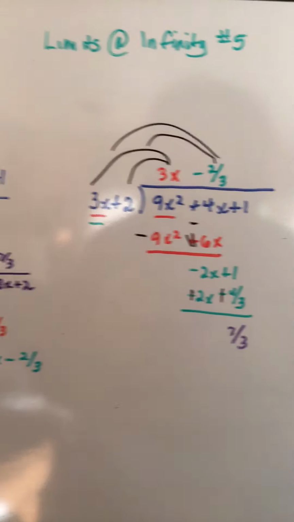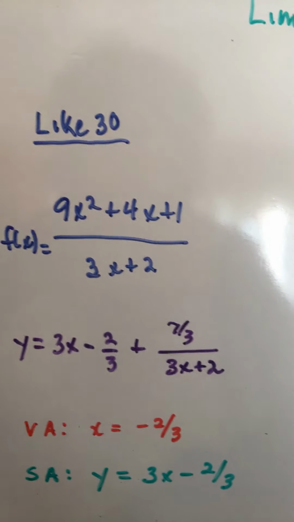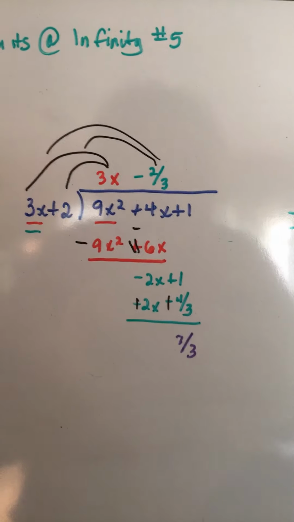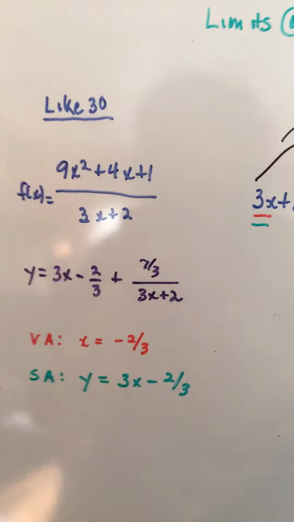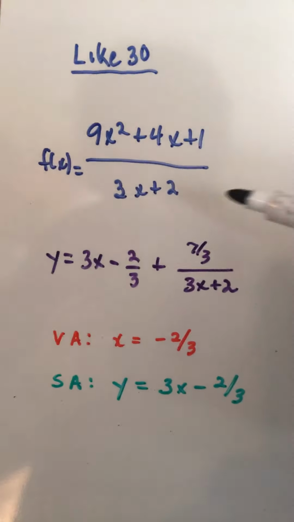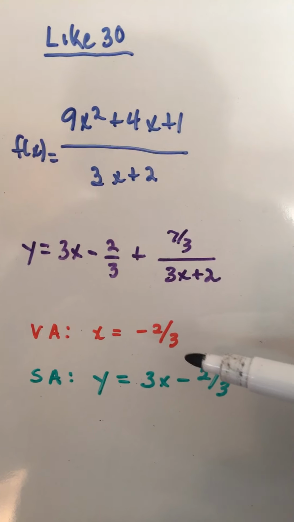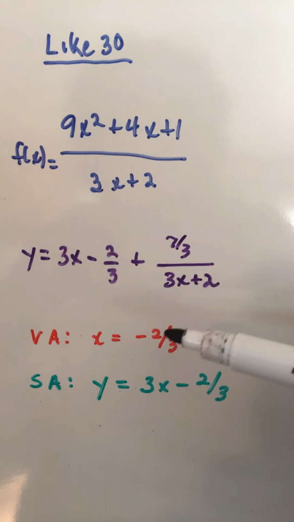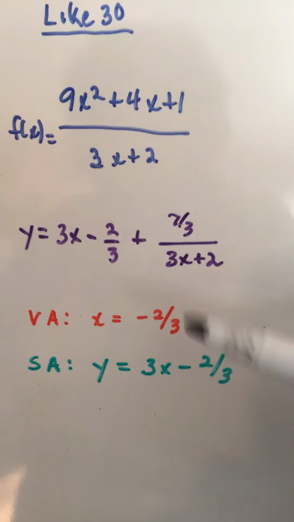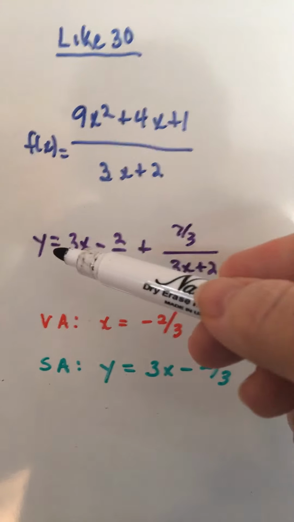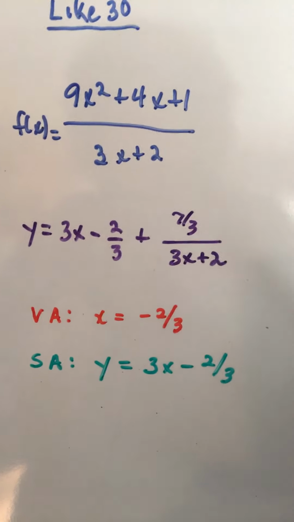And so the quotient is 3x minus 2/3. The remainder is 7/3 over 3x plus 2. So for the vertical asymptote, what makes the denominator 0 is x equals negative 2/3. And for the slant asymptote, we just take the quotient part and ignore the remainder.